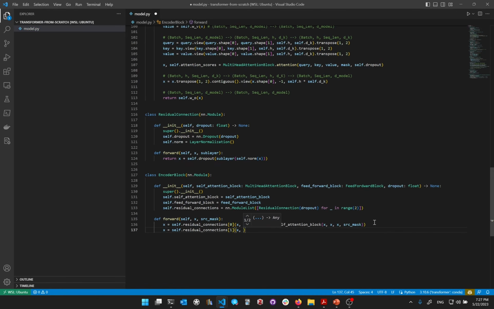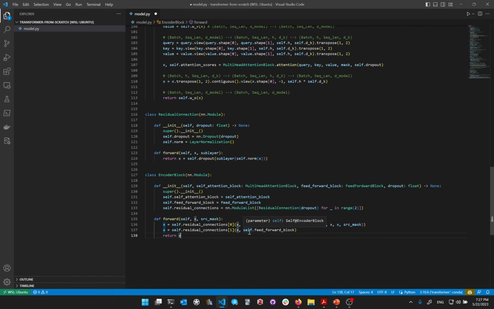We don't need lambda here actually, and then we return X. So this means combine the feed forward and then the X itself, so the output of the previous layer, which is this one, and then apply the residual connection. And this defines our encoder block.